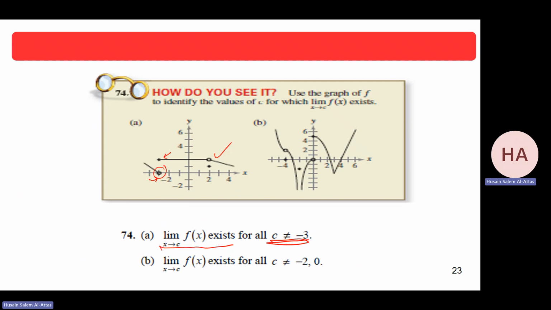Here we have a problem. There is no limit. Also, we have right not equal to left. Also here. So we have it at what? 0 and -2. This is the only value where the function doesn't exist.